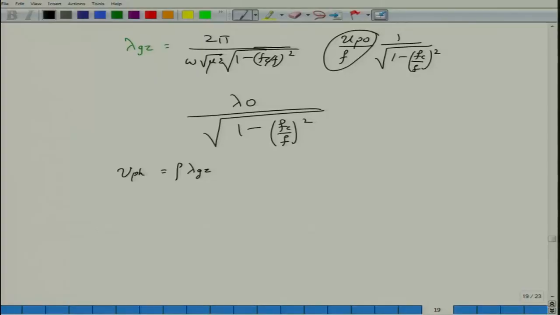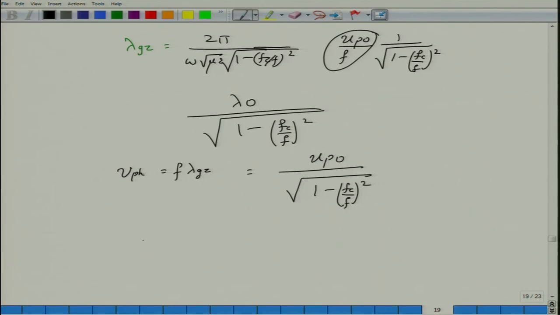But the phase velocity that we mean is the velocity with which the wave is propagating along the z direction. For that, you just multiply the frequency and lambda g into z. And if you do that, you will see this is given by up 0 divided by square root of 1 minus (fc by f) whole square.